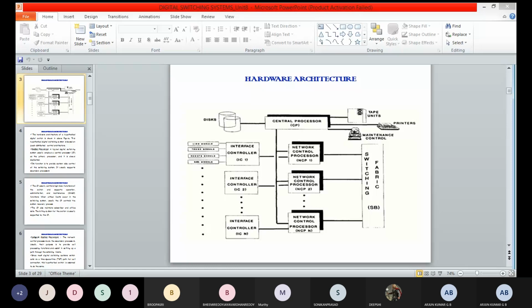These are the five important subsystems used in the hardware architecture. Today we'll stop here. We'll continue in the next class.